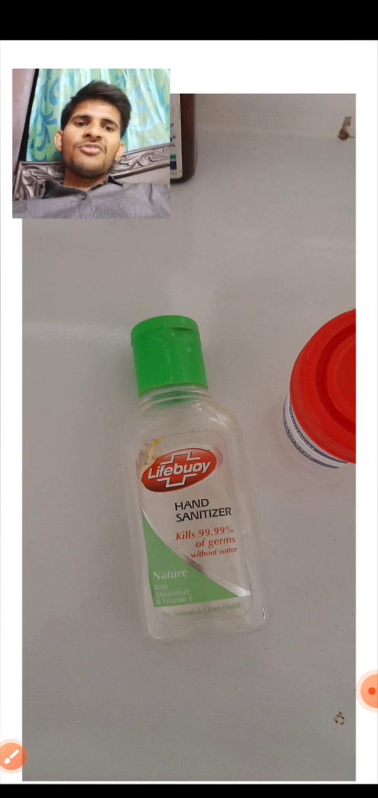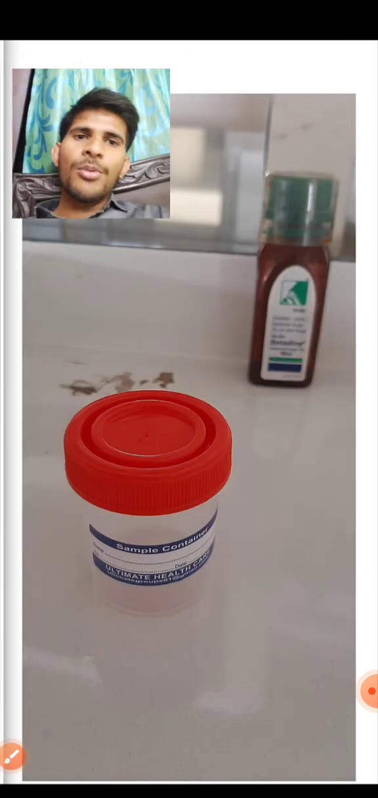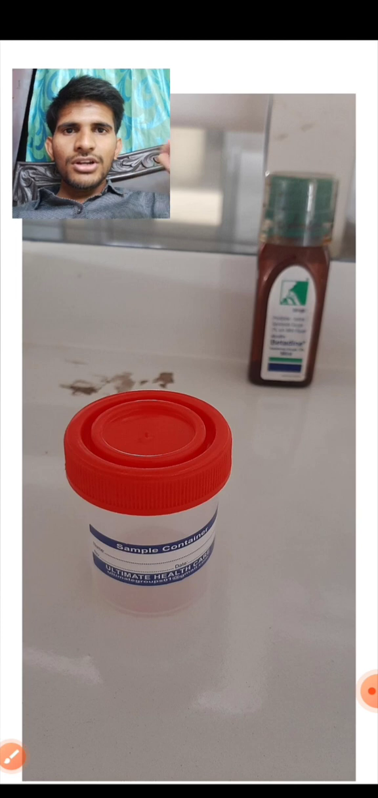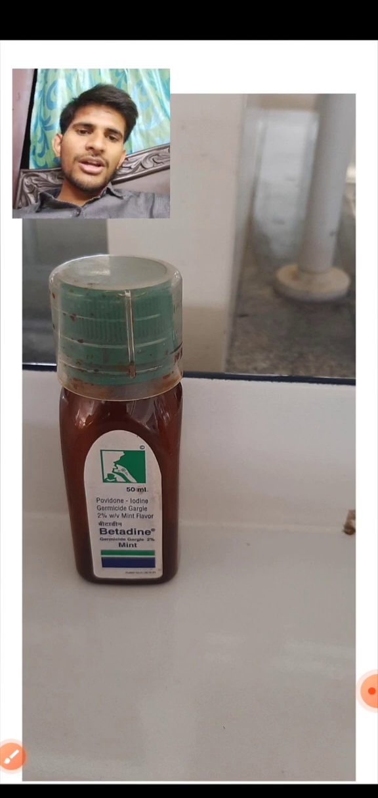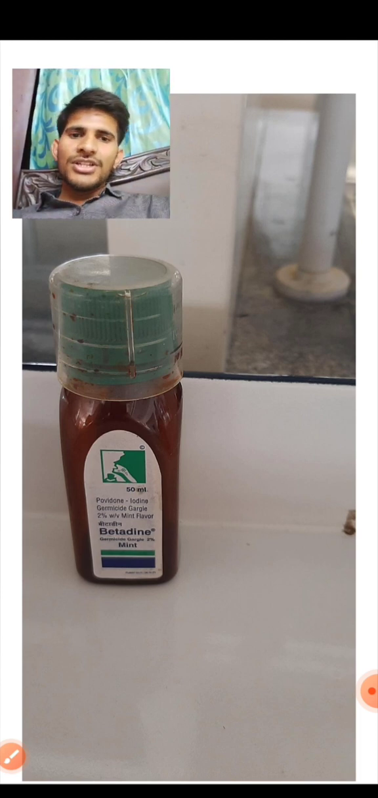Okay, and this is a Lifebuoy hand sanitizer which contains some amount of alcohol in it. And the one which you are seeing, a container here with a red color cap, it is a universal container which is used for collecting the specimens. Universal container. This is a betadine solution, which is most commonly used in your hospitals also before doing any surgical procedure or inserting a needle. They will use this. Okay, antiseptic.